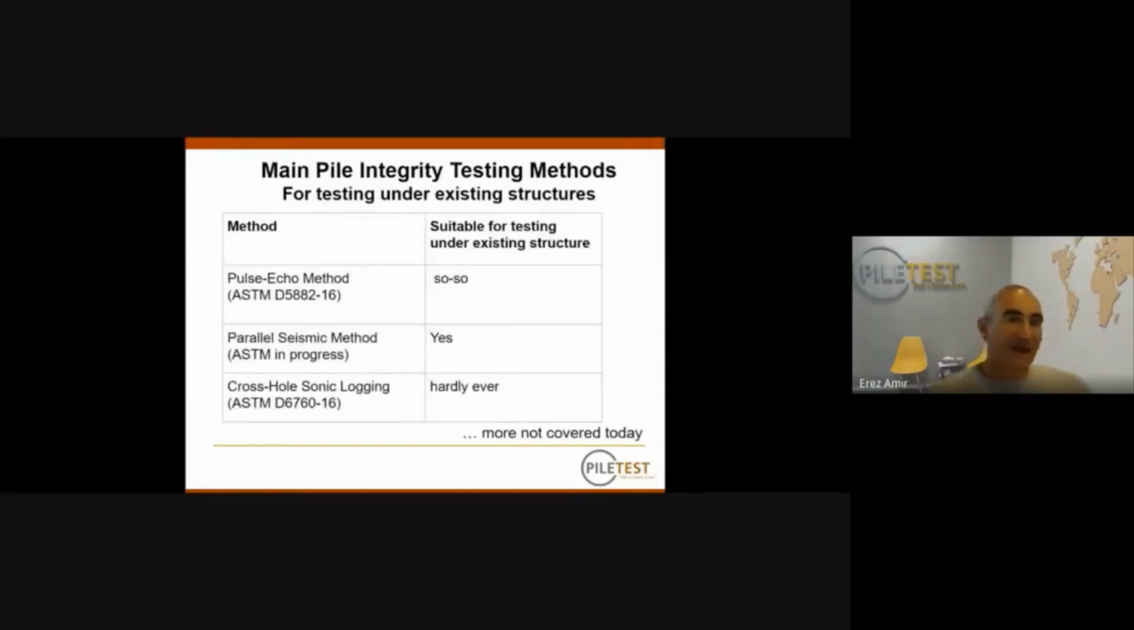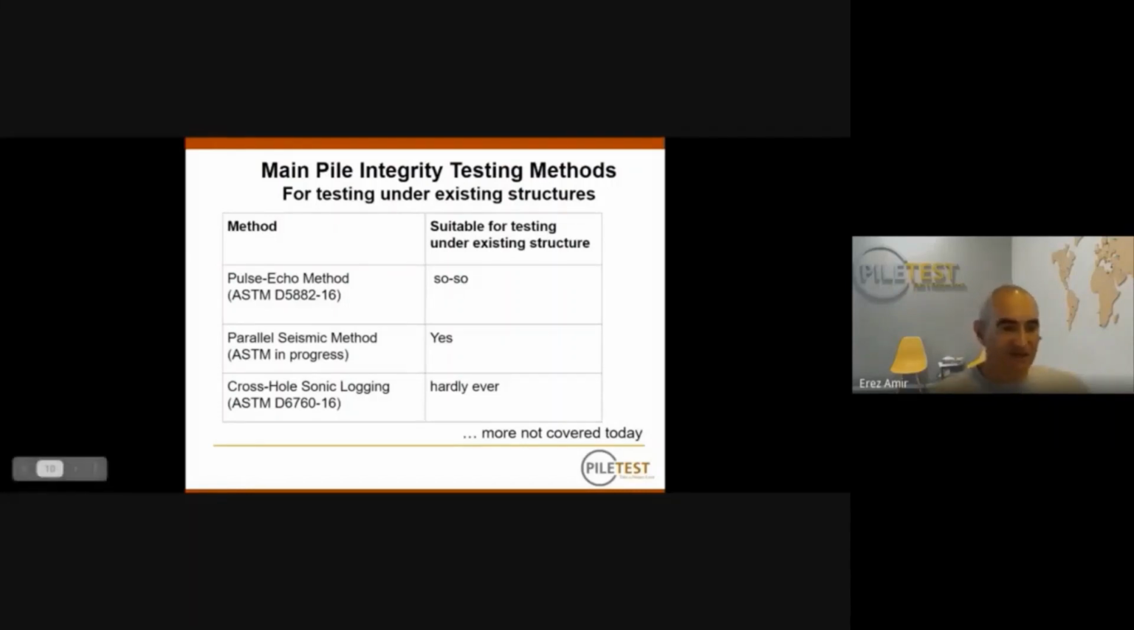The main integrity methods that we are going to discuss today for testing under structures are, first, the pulse echo method. It's a very well-known and very popular method backed by an ASTM standard. It is, let's say, so-so suitable for testing under existing structures. In many cases it is, but there are many caveats to watch. The parallel seismic method is definitely suitable for testing under existing structures. In fact, it was designed for testing in those scenarios.